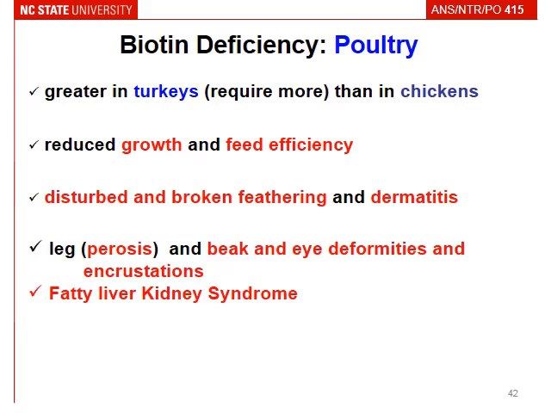A lot of these symptoms that I just described are a little more on the rare side, and one of the more classic signs, or more common, is actually fatty liver kidney syndrome, which is also referred to as FLKS.